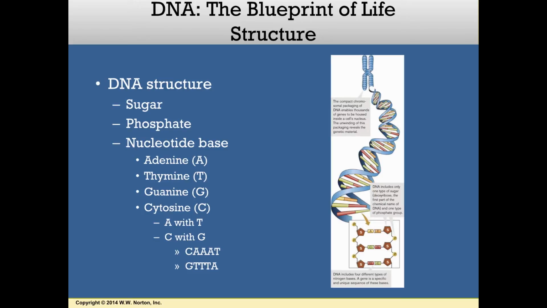DNA is made of 3 things: a type of sugar, a phosphate group, and a nucleotide base. The sugar and phosphate form the backbone of the long DNA molecule and do not vary along the chain. What varies along the chain are the nucleotide bases. These bases can be of one of 4 types: adenine, or A, thymine, just T, guanine, which is G, and cytosine, which is C.